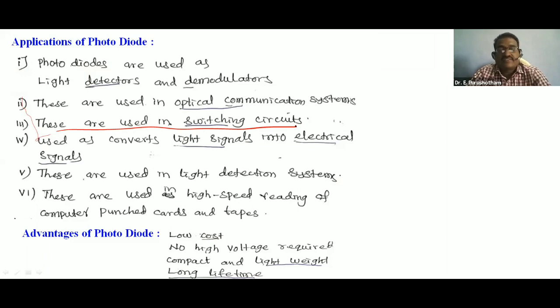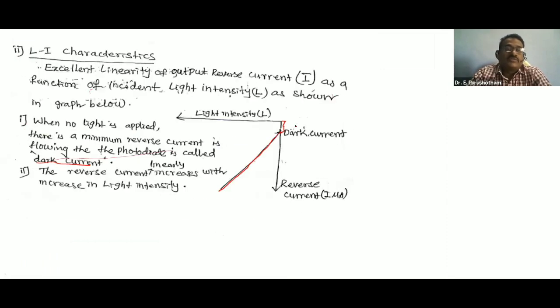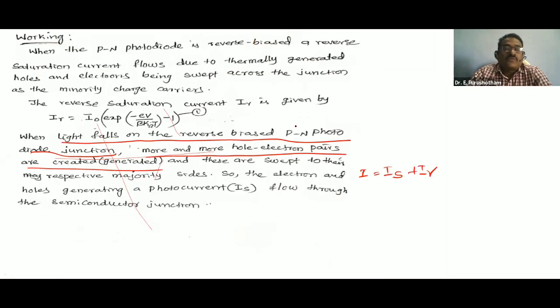So advantages: these are available at low cost, no high voltage is required, they work at low voltage values. They are compact and lightweight, having very little weight, and have a long lifetime. LEDs also have a long lifetime. So this is the photodiode. What is the working principle of photodiode?